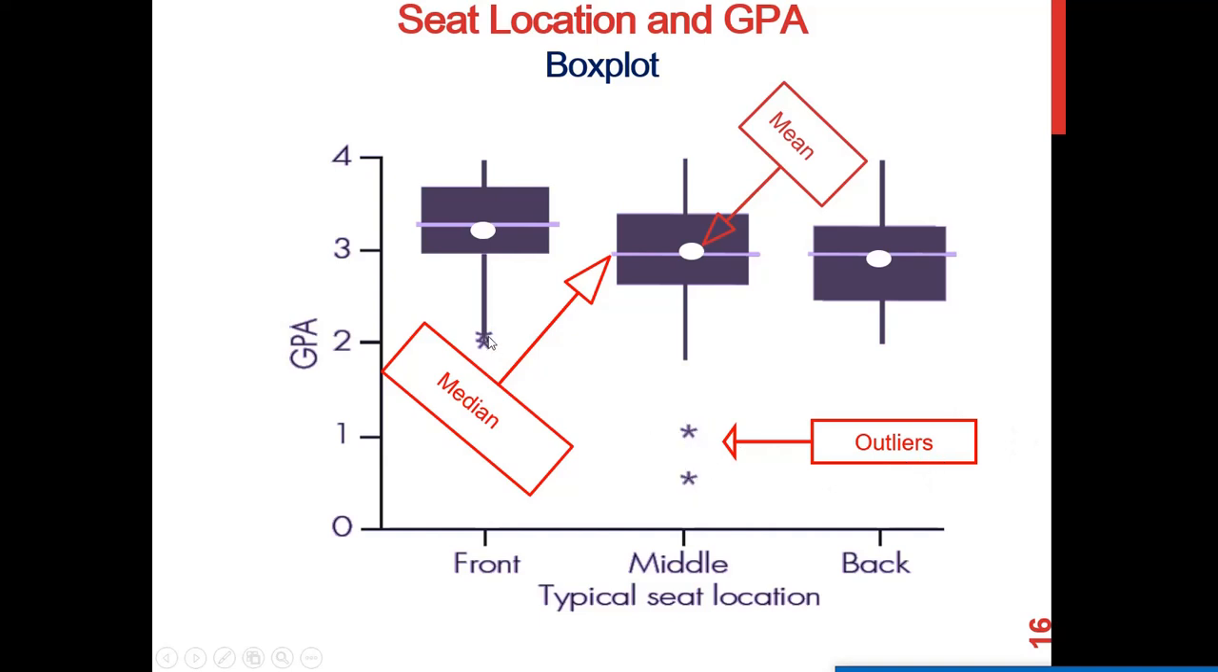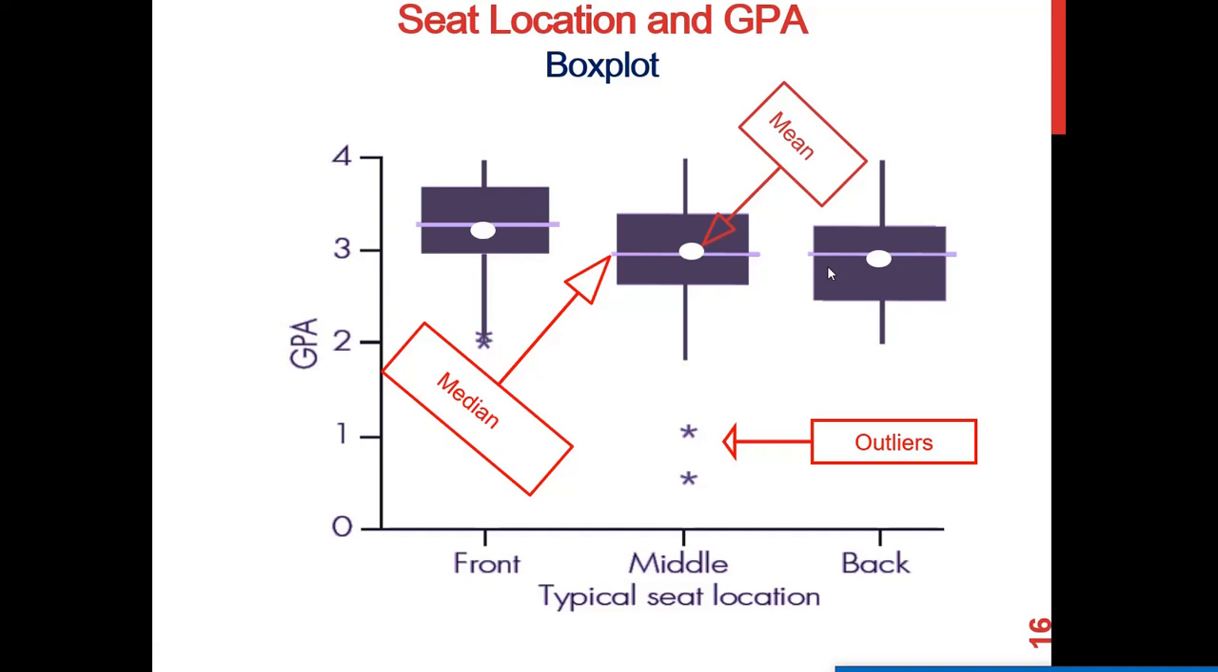Similarly here. Now you can see that these two boxes are more or less at similar heights, and their heights are also the same. So it means that middle and back benchers probably have more or less similar distributions of their GPAs. Front benchers tend to have slightly higher GPAs, but in middle and back there is not much difference.